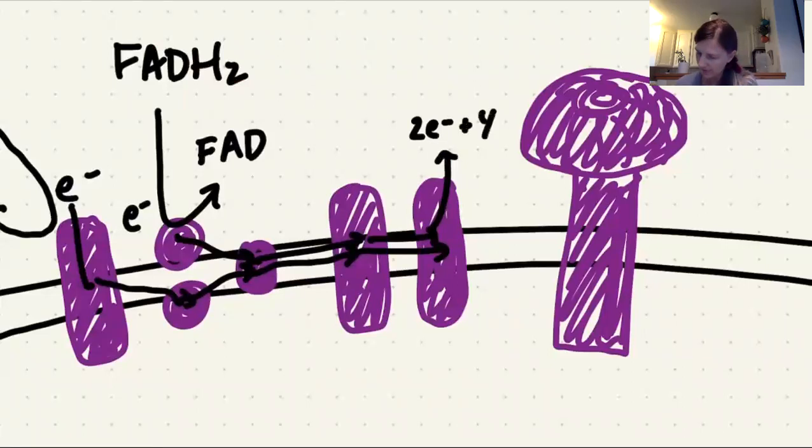with half an oxygen. I'm going to draw this a little bit more clearly so you can see it. So the two electrons are going to combine with half an oxygen, and that is going to come together to create water. So that means that oxygen is the final electron acceptor, and that's going to create water at the end of the ETC. That's why you have to have oxygen.